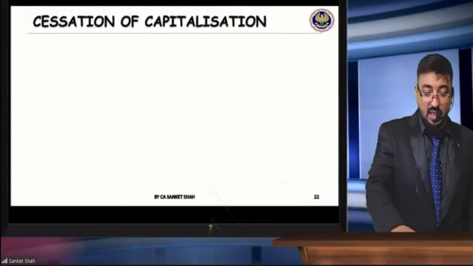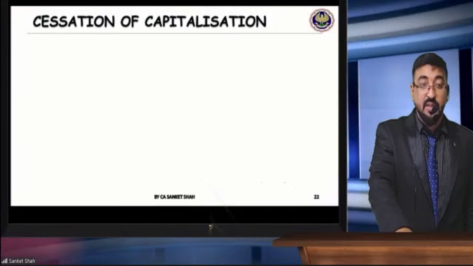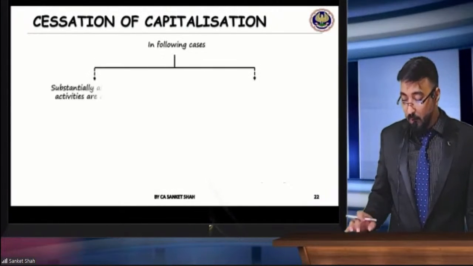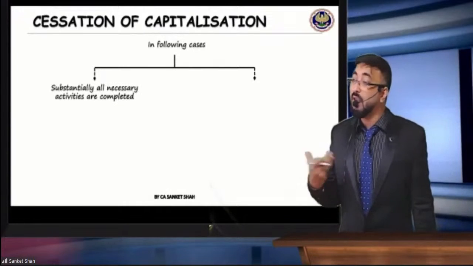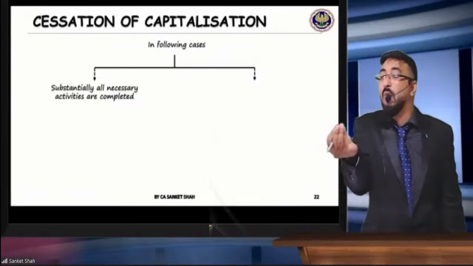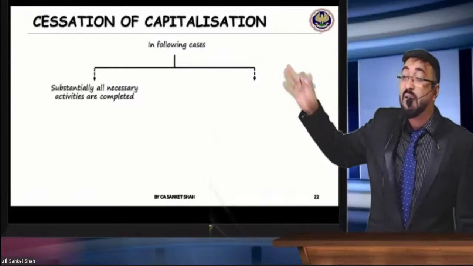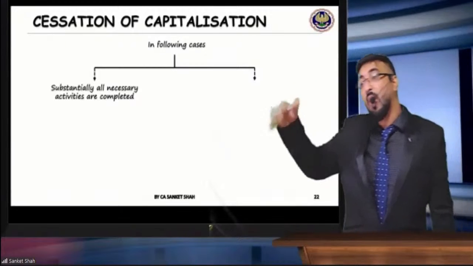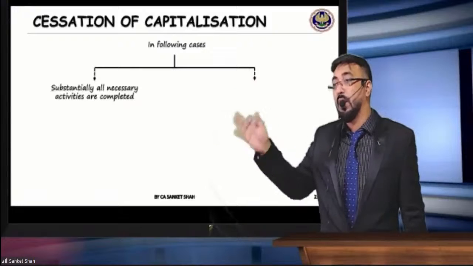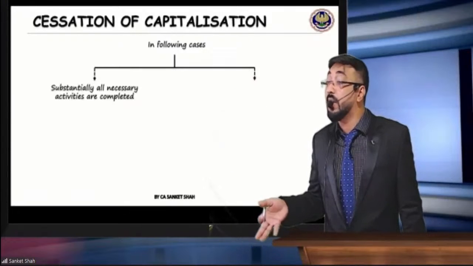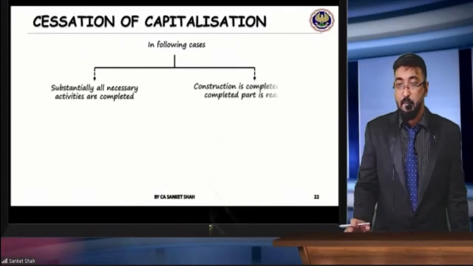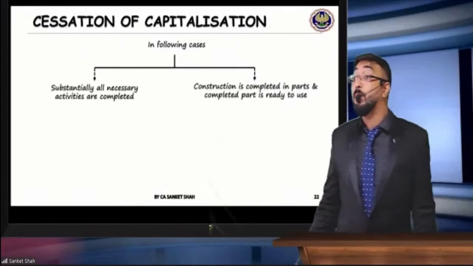Now we are moving to the last part, cessation. Janki, this is your answer. In the following cases, when all activities are completed and the asset is ready to use, only some renovation, suppose a painting work, is going on. We have already constructed a shed and only painting work is going on, which means your asset is ready to use. Substantially all activities are completed.